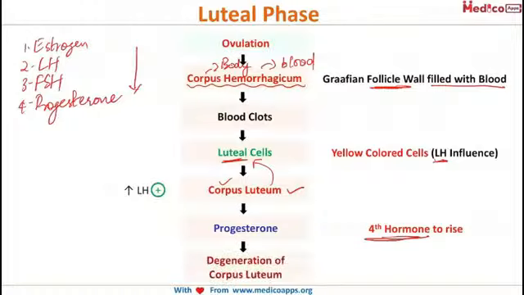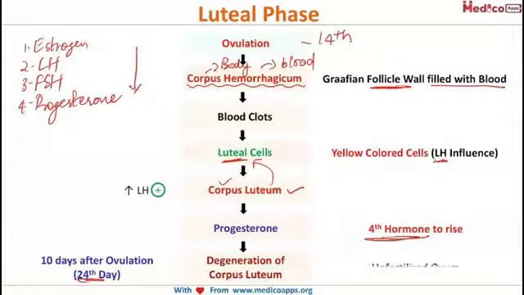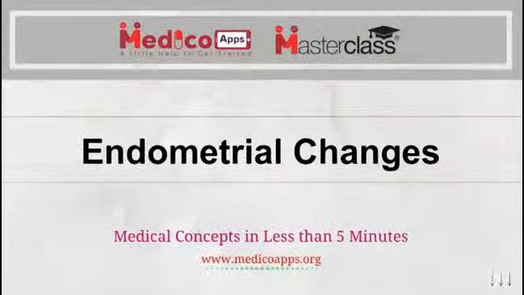Ultimately, this progesterone results in the degeneration of corpus luteum. Okay, and this occurs 10 days after ovulation, that is on the 24th day, because ovulation is occurring on the 14th day, right? So degeneration of corpus luteum occurs exactly 10 days after that. It will be the 24th day of the cycle. All of this occurs obviously when there is an unfertilized ovum, right? However, if there is fertilization, it proceeds into pregnancy. That is a whole different topic. Now let's proceed to understand endometrial changes.